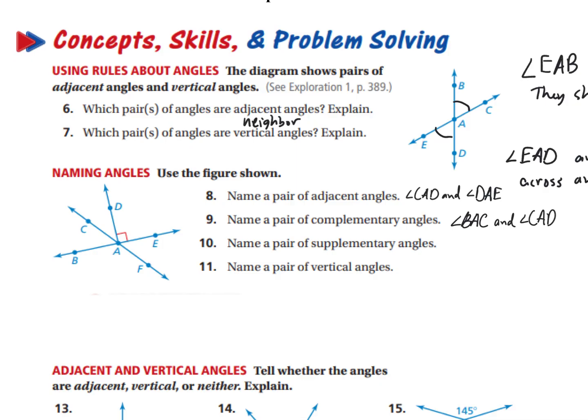All right, next one, supplementary. Supplementary is when I have two angles that form a straight line. So I could use like this line, for example, and say, okay, what angles are making that up? Well, that's part of it, angle BAF and angle FAE.